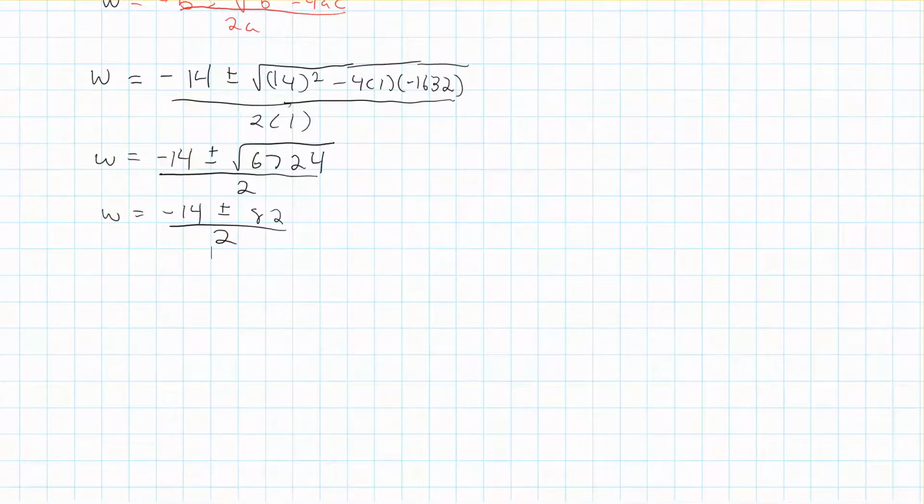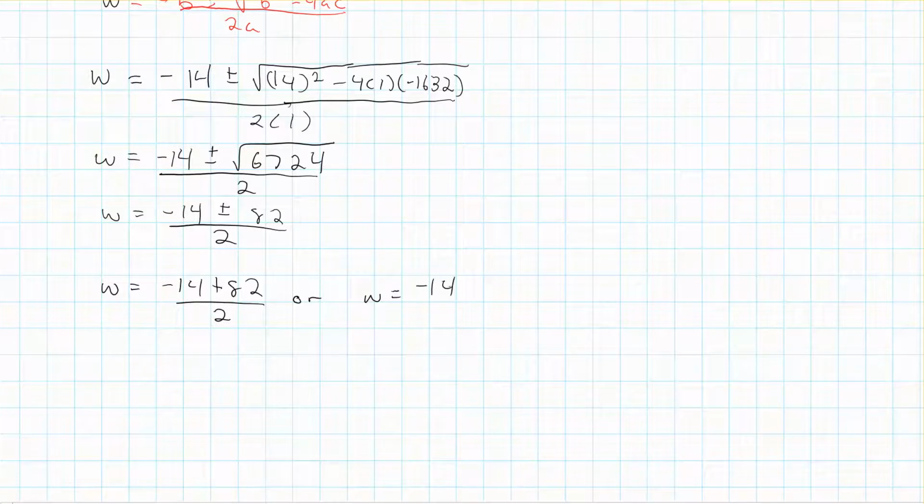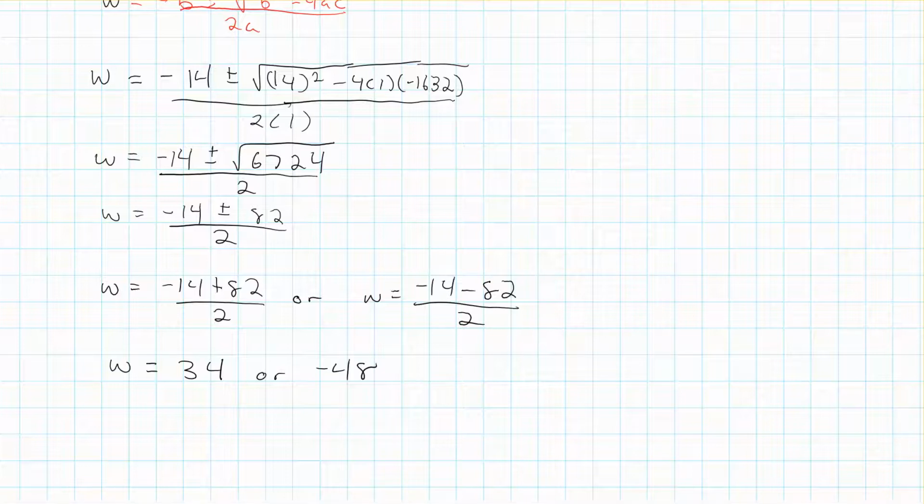And so then what do we have? Well, we'd have W is equal to negative 14 plus 52 over 2, or W is equal to negative 14 minus 52 over 2. And so we get two answers for W, and it would be 19 or negative 33. Now, we have two answers, but we should ask ourselves whether they both make sense. Negative 33 doesn't make sense in this problem, and it shouldn't take us too long to figure this out. We're talking about dimensions. We don't have negative dimensions. Dimensions are always positive. So W is equal to 19.